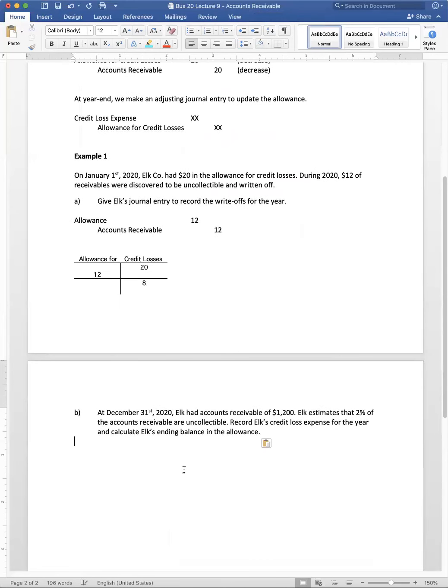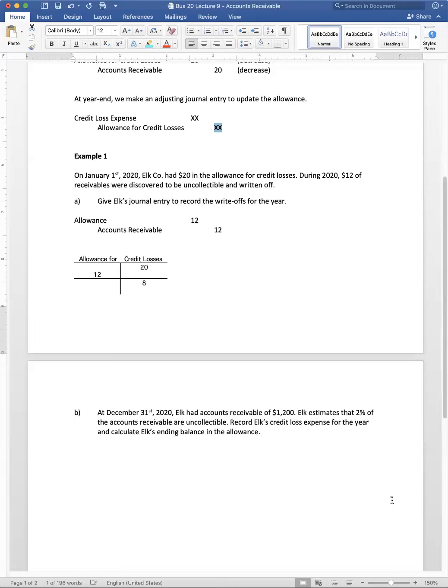At December 31st, 2020, Elk had accounts receivable of $1,200. Elk estimates that 2% of the accounts receivable are uncollectible. So we're going to record Elk's credit loss expense for the year and calculate their ending balance in the allowance. Now I said that at the end of the year we do this journal entry. We're going to do this journal entry for this company in Part B. But how do we get the number? How do we figure out the amount that we don't think we're going to collect?